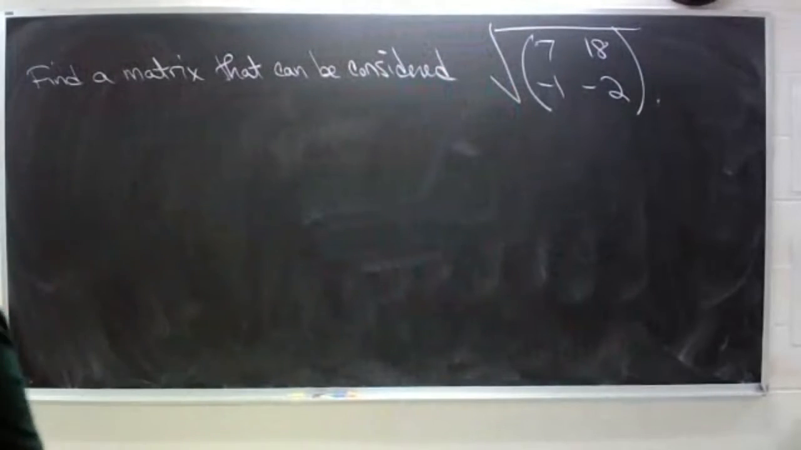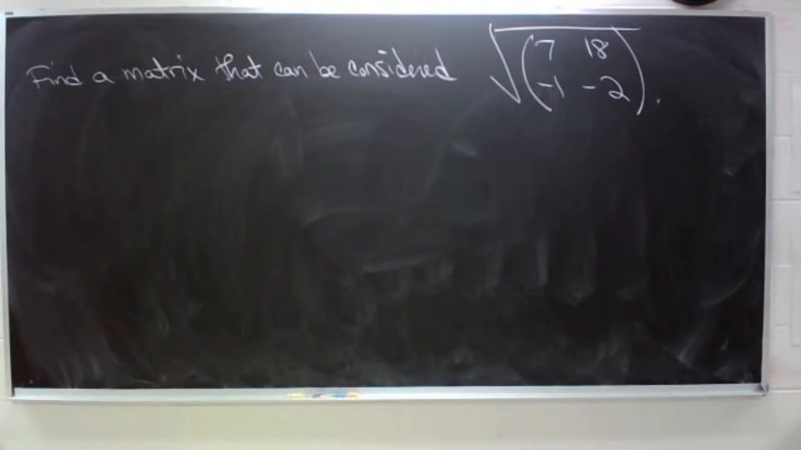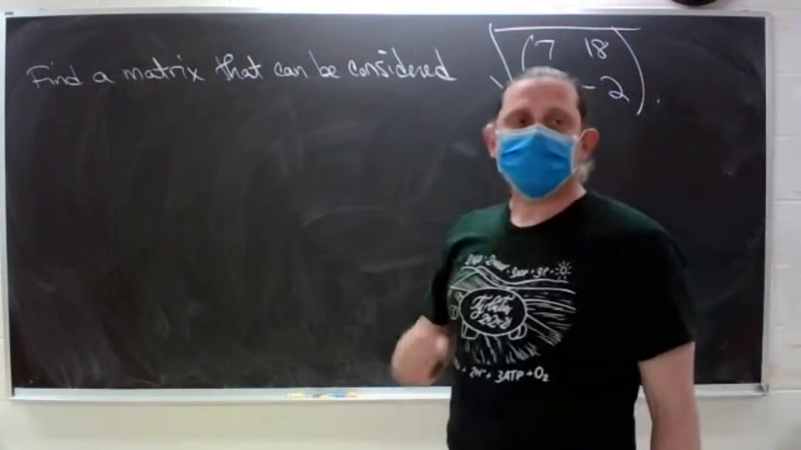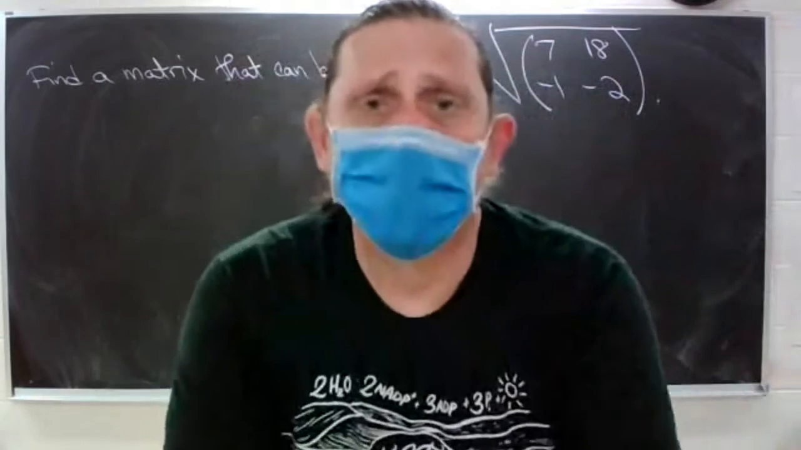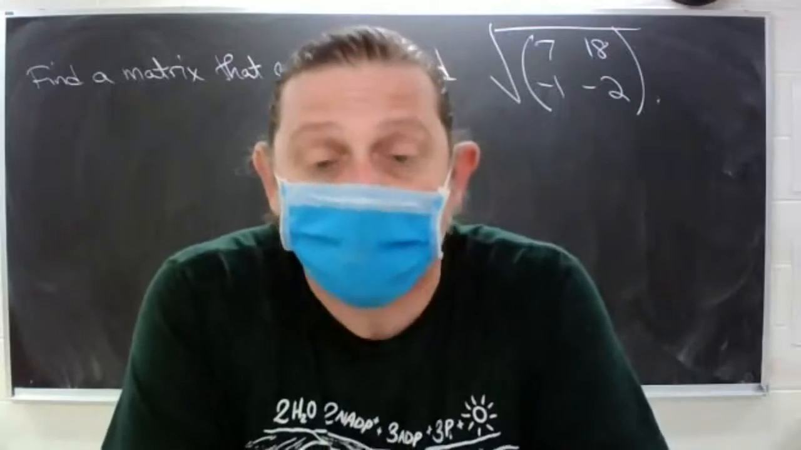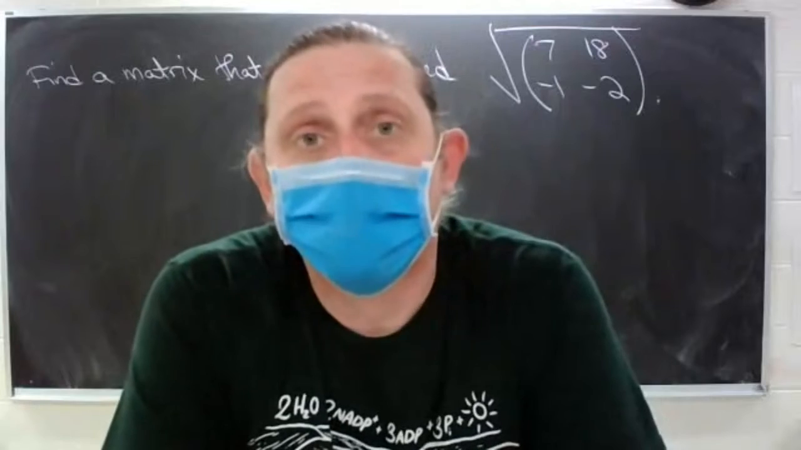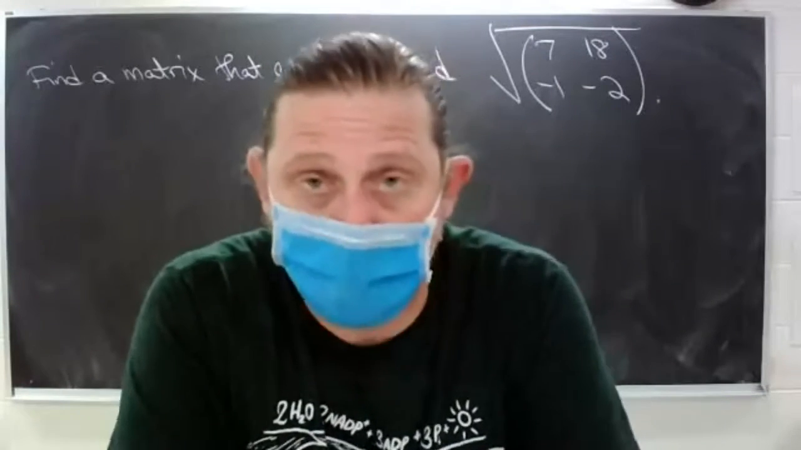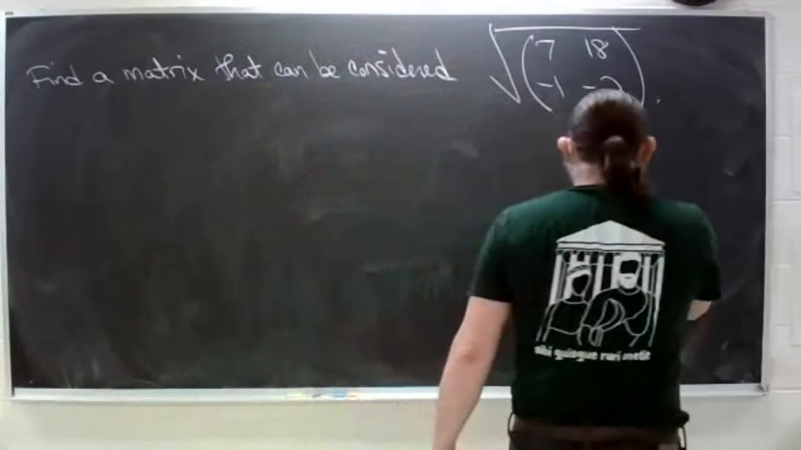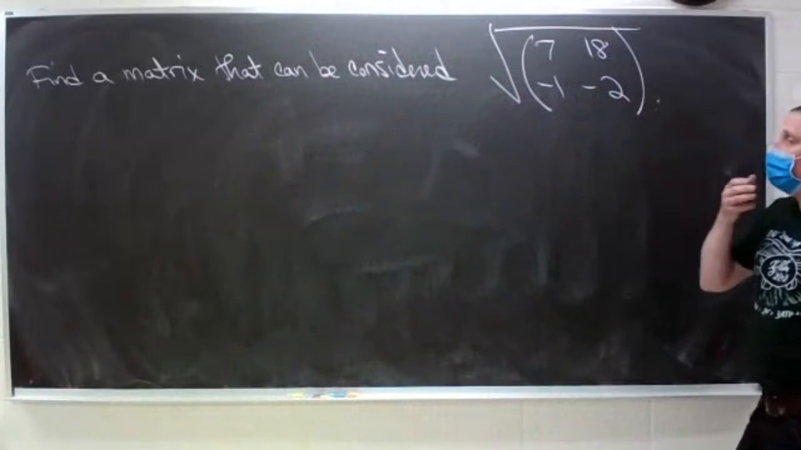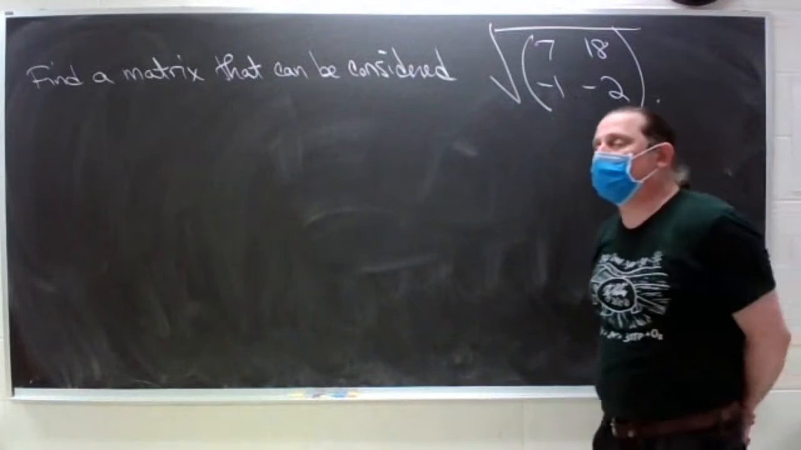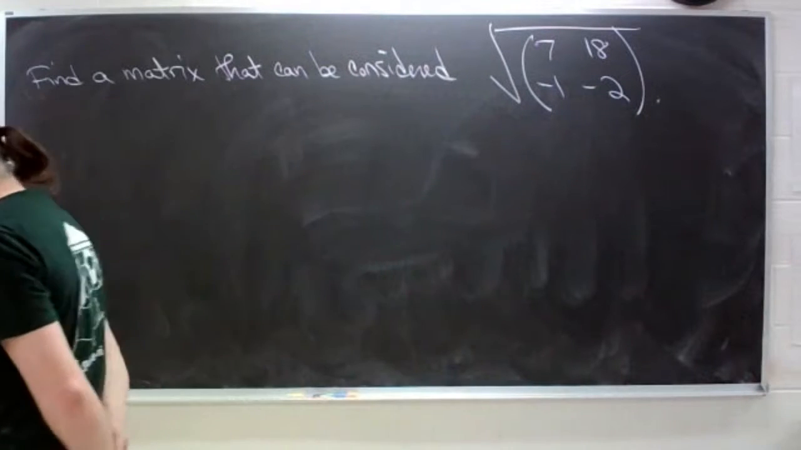All right, so one interesting thing that we can do with some of the material that we've learned is we can take functions of matrices. So as an example that we can verify independently, I've always liked the square root function. So suppose that we're asked to find a matrix that can be considered the square root of this matrix.